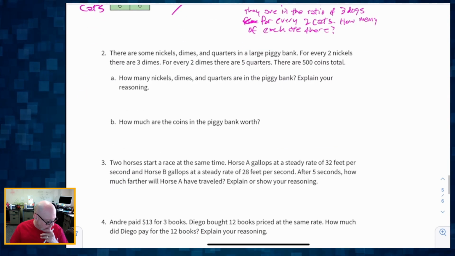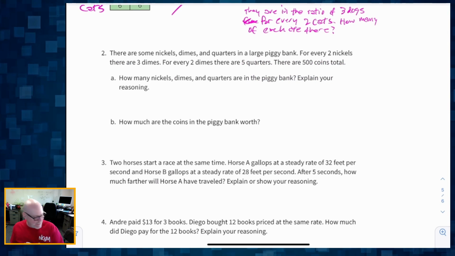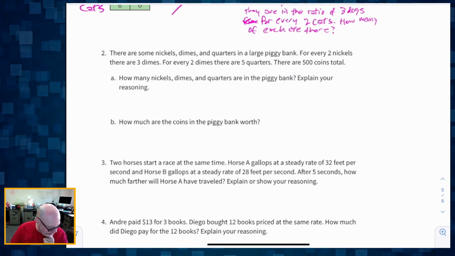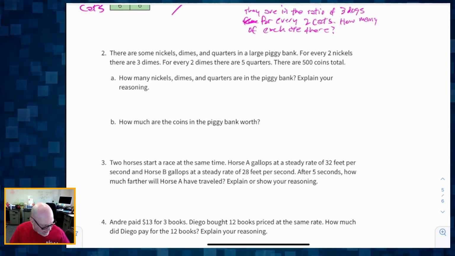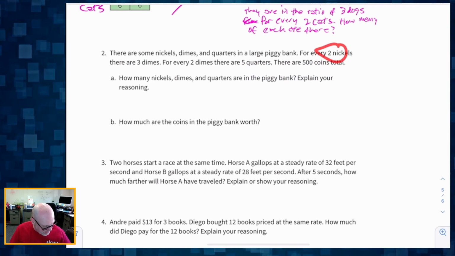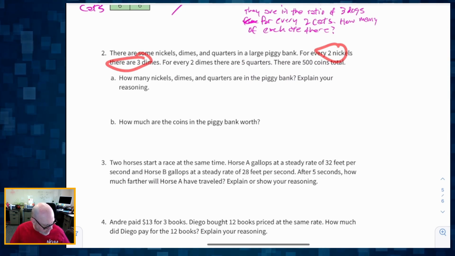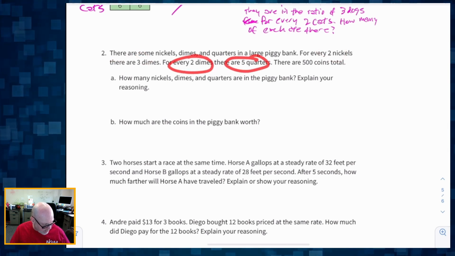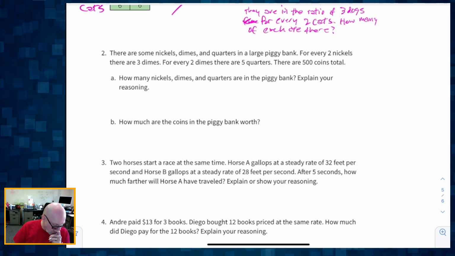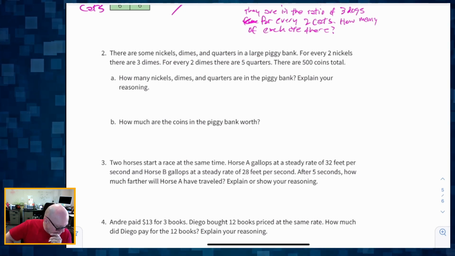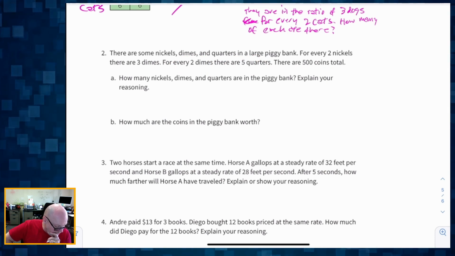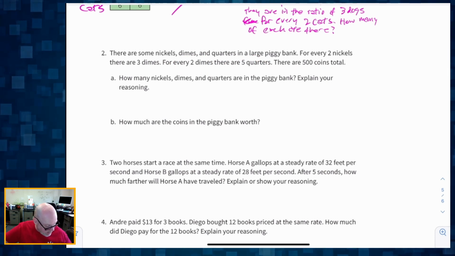Number 2, there are some nickels, dimes, and quarters in a large piggy bank. For every 2 nickels, there are 3 dimes. So that's important. For every 2 nickels, there are 3 dimes. For every 2 dimes, there are 5 quarters. There are 500 coins total. Oh my goodness. How many nickels, dimes, and quarters are in the piggy bank? Explain your reasoning. Wow, this is a good one.